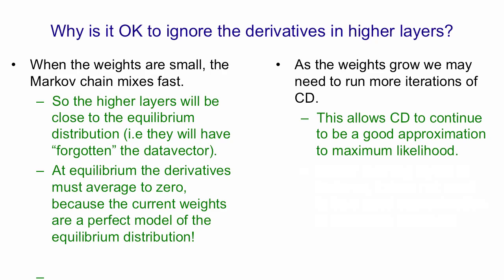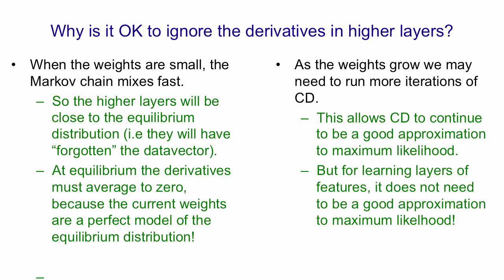There is, however, an interesting point here. If our purpose in using CD is to build a stack of restricted Boltzmann machines that learn multiple layers of features, it turns out that we don't need a good approximation to maximum likelihood. For learning multiple layers of features, CD1 is just fine. In fact, it's probably better than doing maximum likelihood.